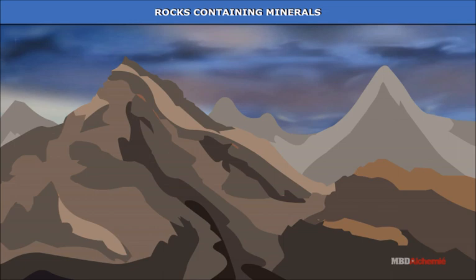Over 3,000 minerals have been identified so far. Only a few are abundantly found in the Earth's crust. Rocks are aggregates of minerals. Geologists use these properties to classify minerals in rocks.